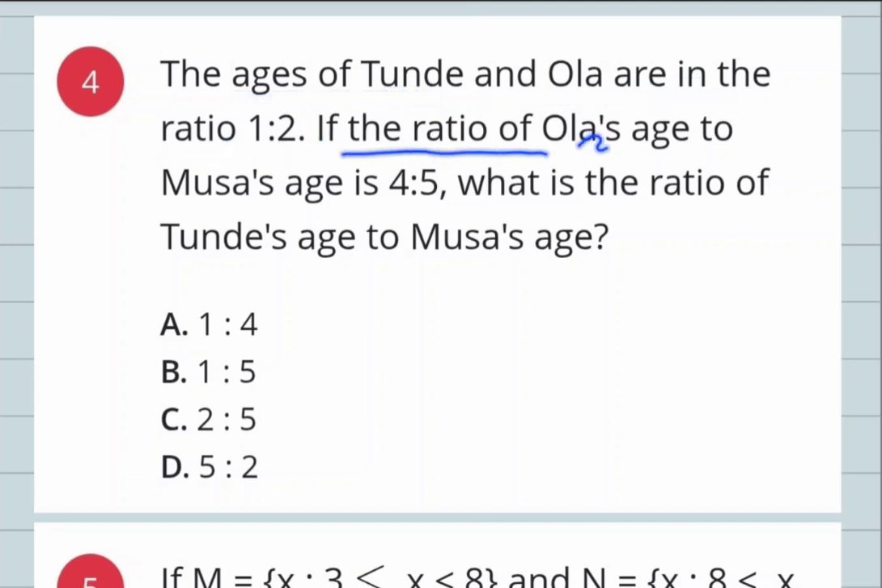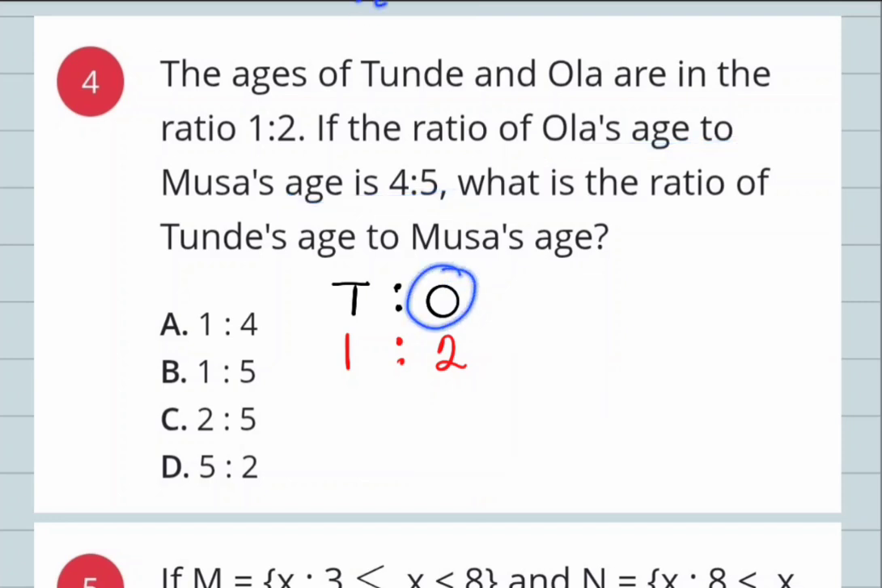If the ratio of Ola's age to that of Musa's age is 4:5, what is the ratio of Tunde's to Musa's age? So let's start from what we are given, Tunde and Ola. Let's use T to represent Tunde and O to represent Ola. We are given that the ratio of their ages is 1:2. So let's put it under the 1:2. Also we are given that Ola's age to that of Musa is 4:5.